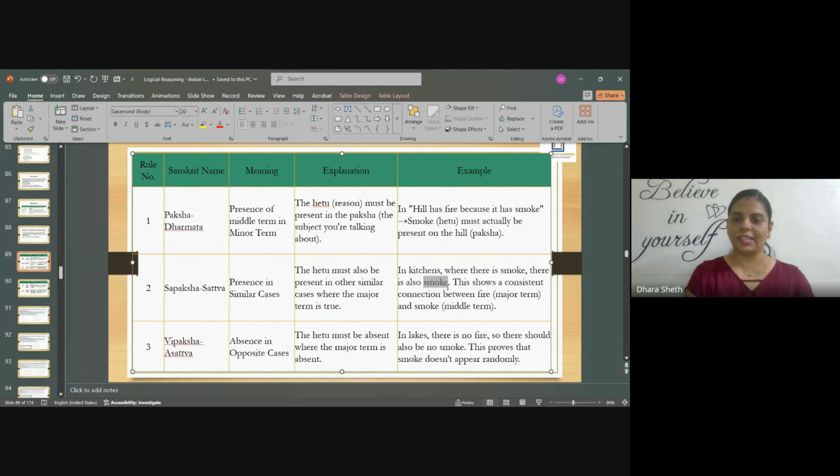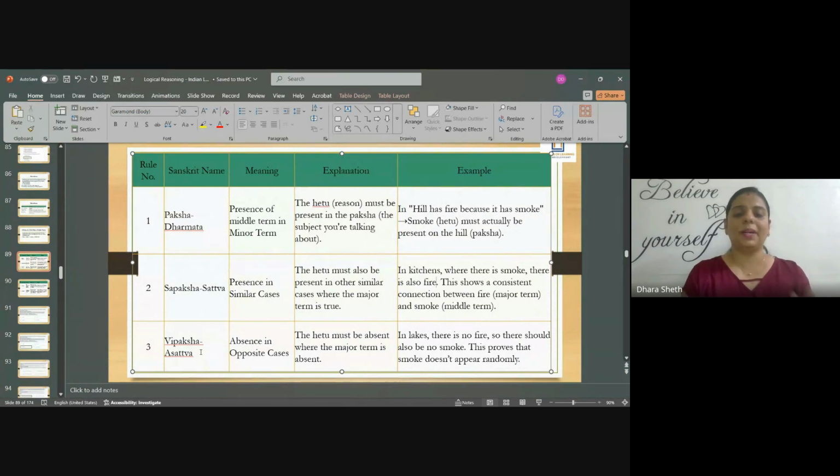Where there is fire, there need not be smoke. But where there is smoke, like when we are doing choka, when you put ghee or oil and then you put cumin seeds, then there's smoke that comes out. So there has to be fire somewhere down, right? So in kitchens also, when there is smoke, there is fire. This shows the consistent connection between the major term and the middle term. Okay? That is called sapaksha sattva.